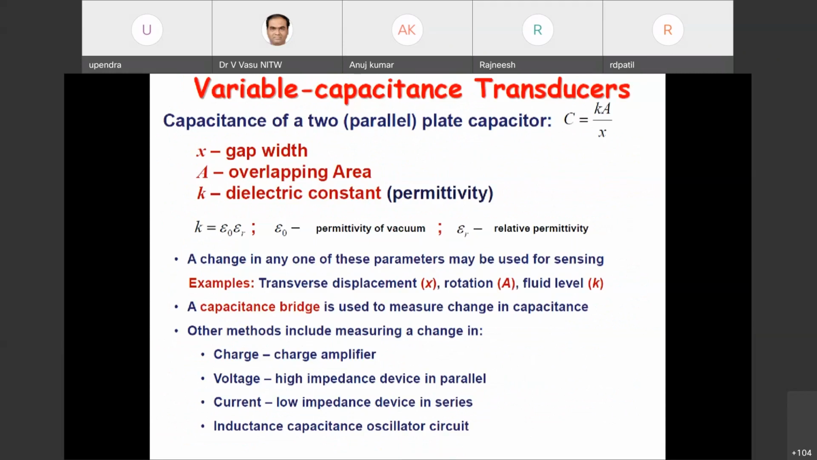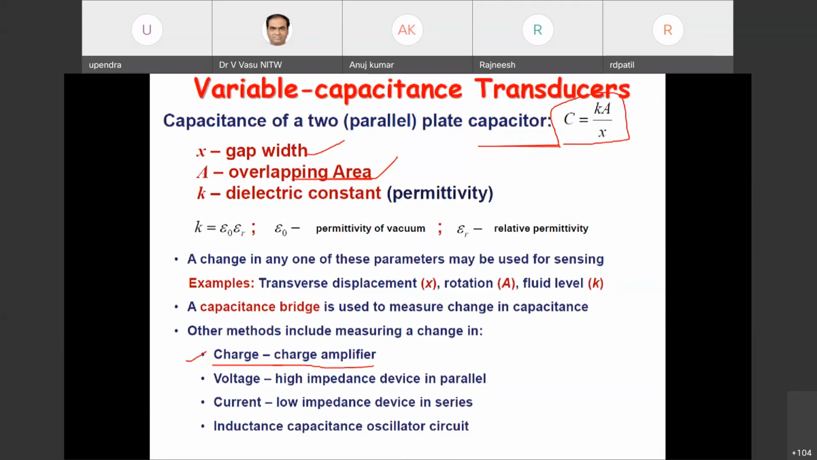As we know, the capacitance is C equal to KA over X, where X indicates the gap width, A indicates the overlap area, and K indicates the dielectric constant. So by changing any of these, we're going to be able to have a charge amplifier by changing the charge, which is mainly used in the cutting force measurements of the machine tools.